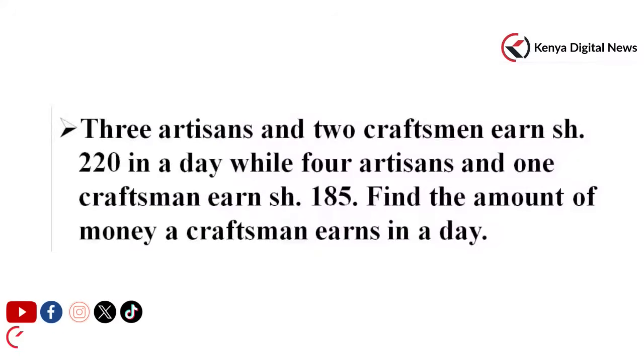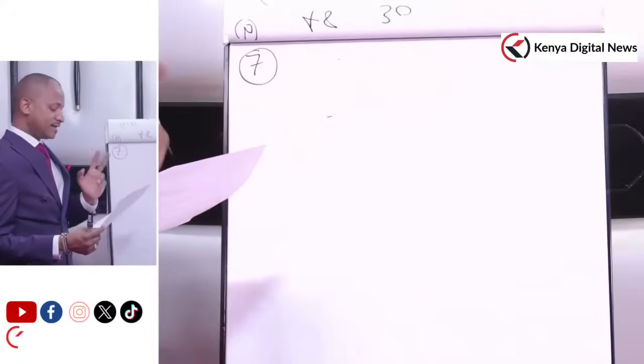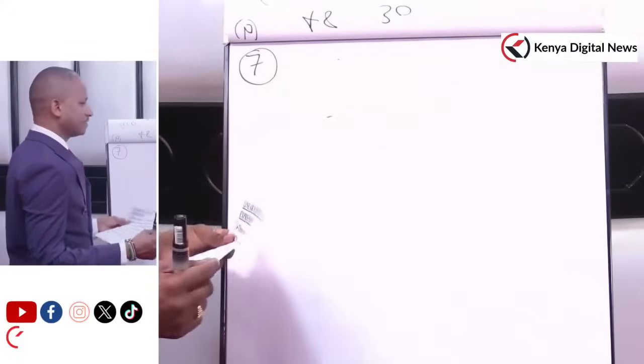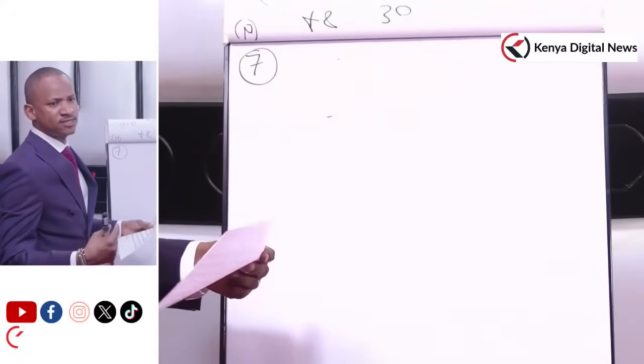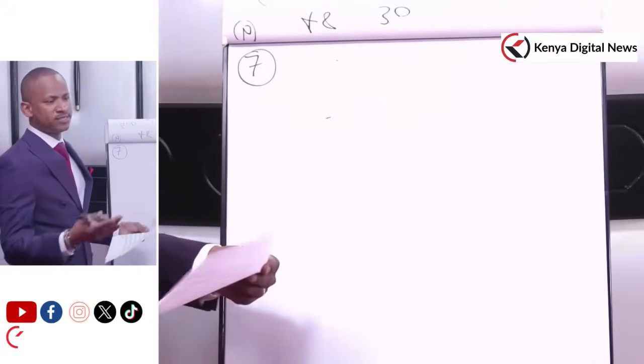3 artisans and 2 craftsmen earn 220 shillings in a day, while 4 artisans and 1 craftsman earn 185 shillings in a day. Find the amount of money a craftsman earns in a day. Read the question again, and as you write, 3 artisans. This is an application of simultaneous equations. So what they are testing here is a topic called simultaneous equations.